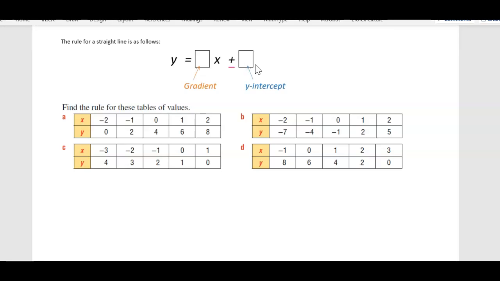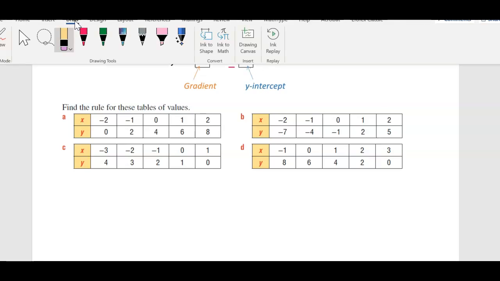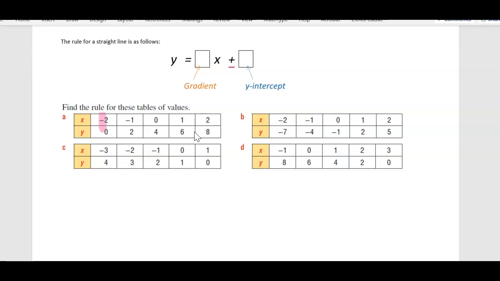So we're going to find the gradient and the y-intercept from a table. A table of values is basically all the points on a line. I'm sorry, I shouldn't say all the points on the line. Some points on the line. So the way we read them is, this is a set of points.